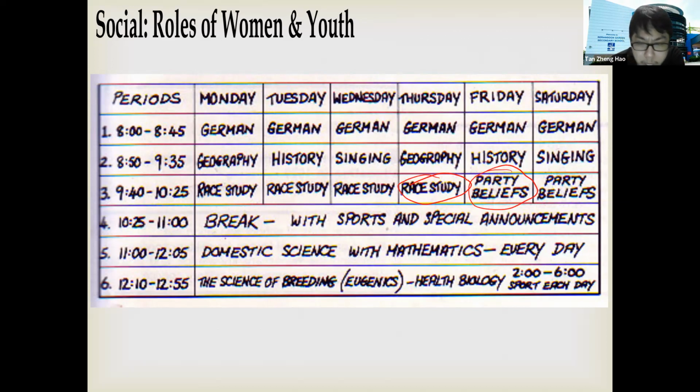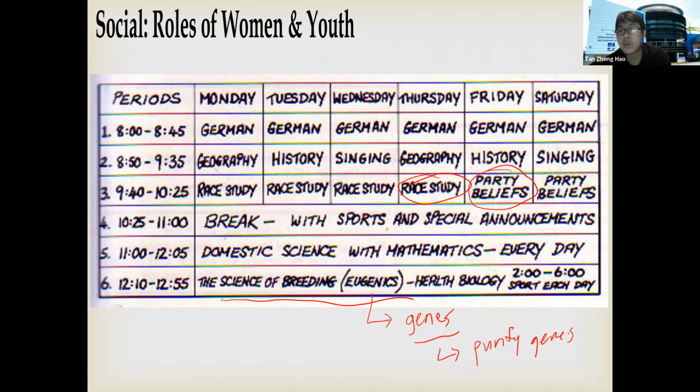One very interesting subject you see here is the science of breeding. Besides learning about science, they also learn something called eugenics. Eugenics is the study of genes. Why study genes? Because they want to teach them how to purify their genes. They want to prove to them that if you are pure Aryan race, pure German, you have a better body, you are physically better than everyone. They want to convince them that they are really superior. So they are kind of abusing science a bit here.